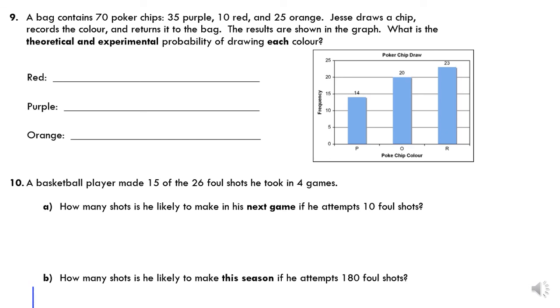Our next question. A bag contains 70 poker chips, 35 purple, 10 red, 25 orange. Jesse draws a chip, records the color, returns it to the bag. The results are shown in the graph. What is the theoretical and experimental probability? So let's just write probability. And I'm going to do the theoretical first. So I'm just going to write Theo here first.